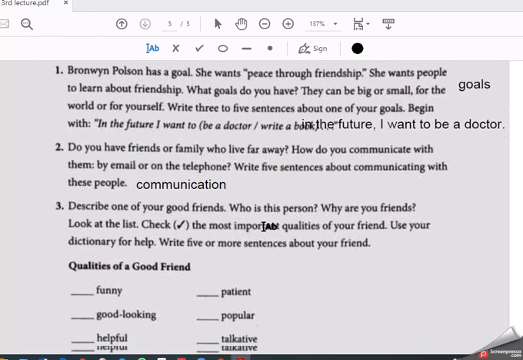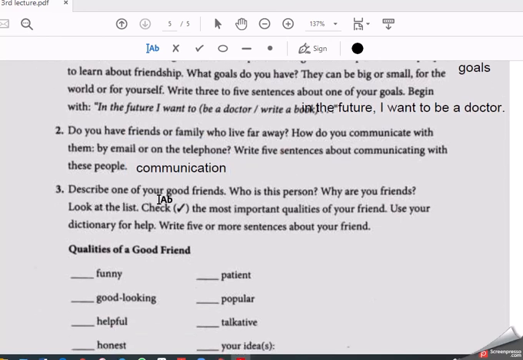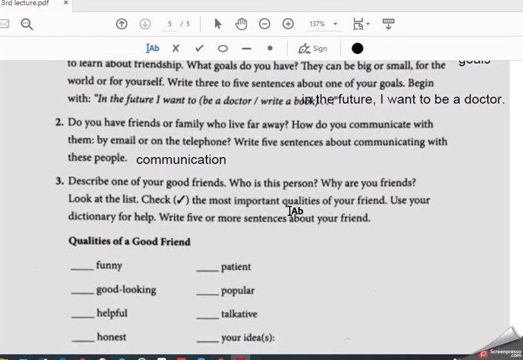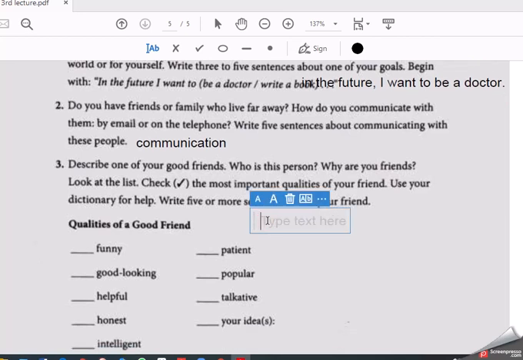Okay? The third paragraph: describe one of your good friends. Who is this person? Why are you friends? Look at the checklist, the most important qualities of your friend. Use your dictionary for help. Write 5 or more sentences about your friend. هنا أهم شي نكتب 5 or more sentences about description of my friend.